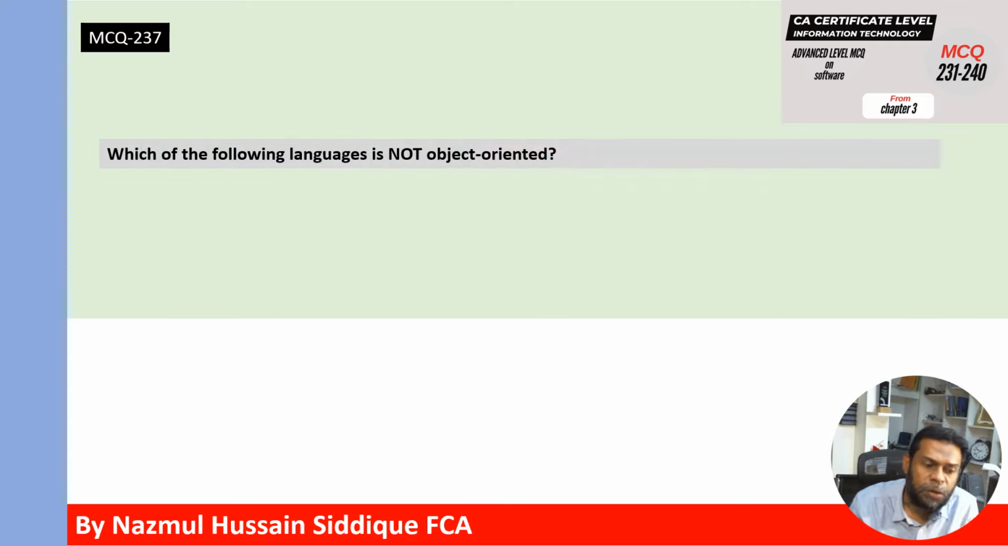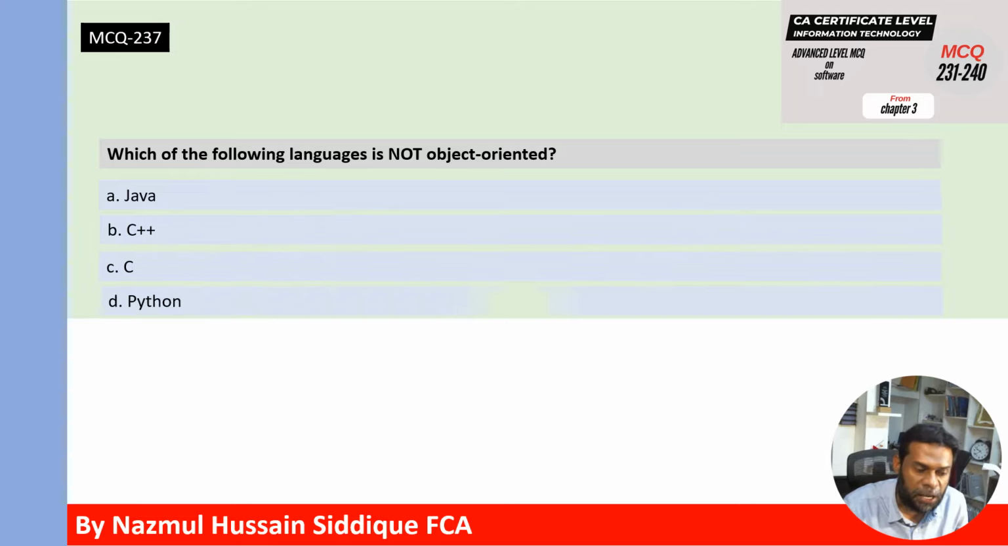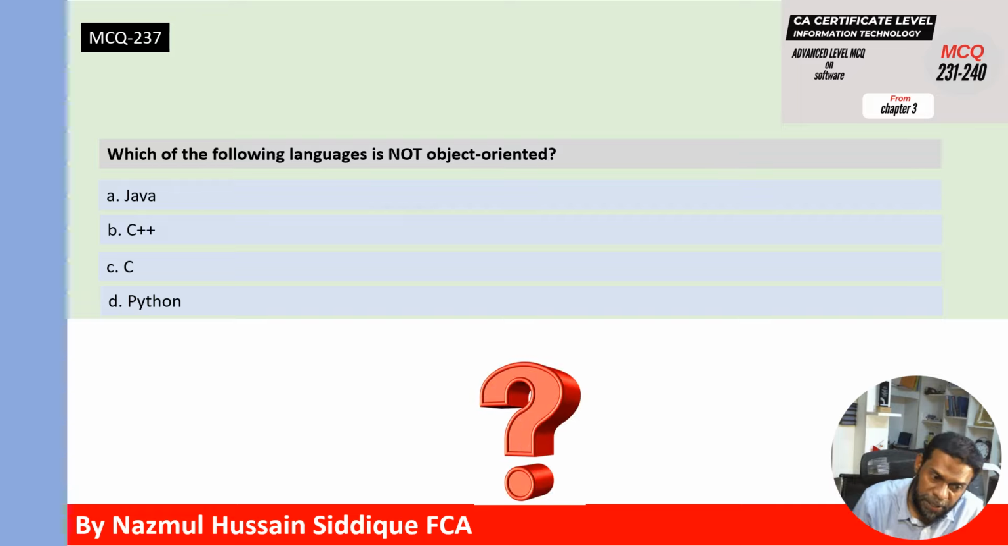Next question. Which of the following languages is not object-oriented? Option A, Java. Option B, C#. Option C, C. Option D, Python. Which language is not object-oriented? Option C. The language C is not object-oriented.